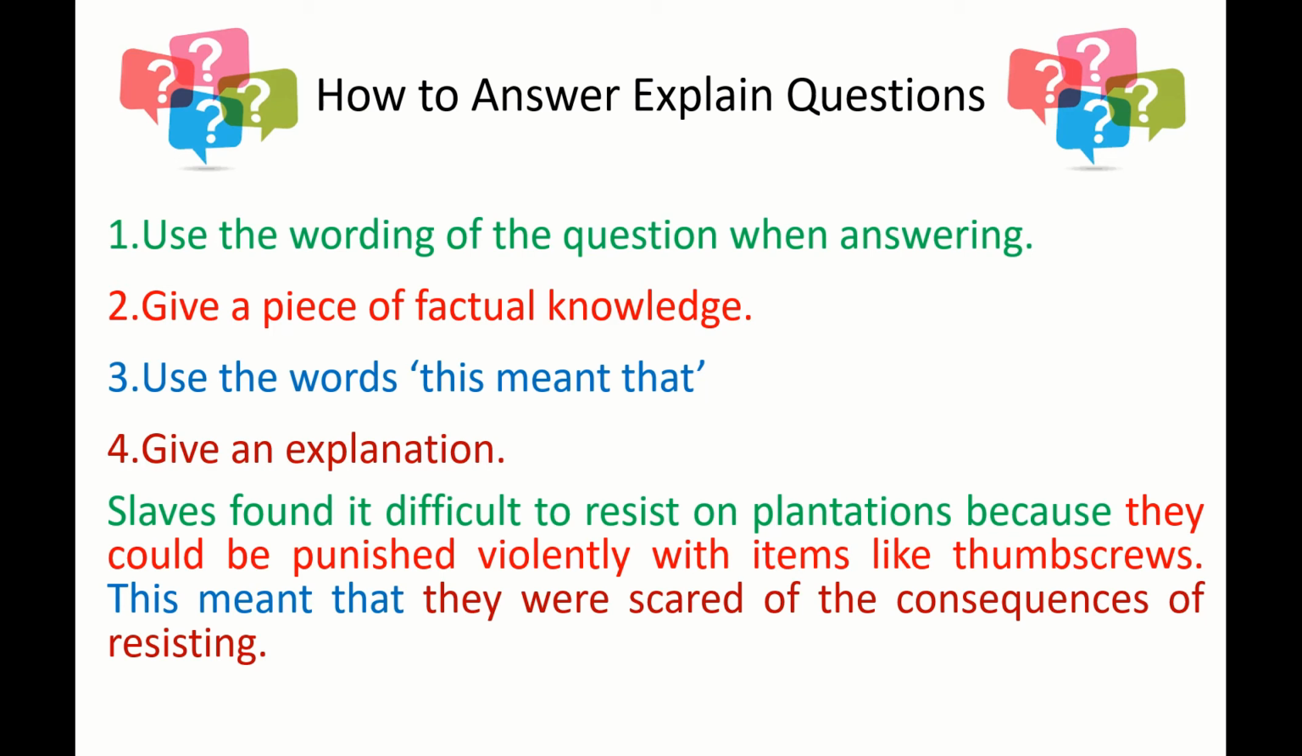So, slaves found it difficult to resist on plantations due to torture methods like thumbscrews. This meant that they were scared of the consequences. So, torture methods made slaves scared to resist. That is how to explain an explain point. So using the question, giving a fact, using the words this meant that, and then giving an explanation.